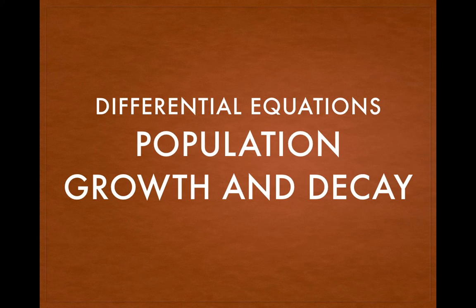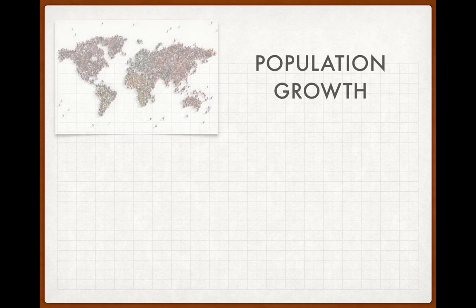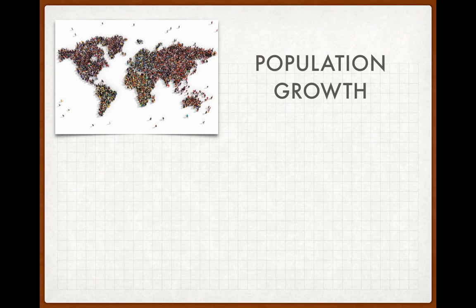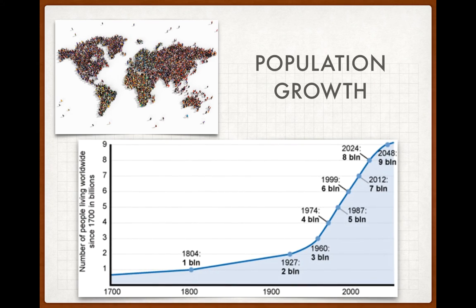Differential equations application: population growth and population decay. So we know that the Earth is fairly packed at the moment. There are lots of people on it. So this population growth model can predict to a certain extent the further growth in the population and what's going to happen in the next 20, 30, 40, 100 years.